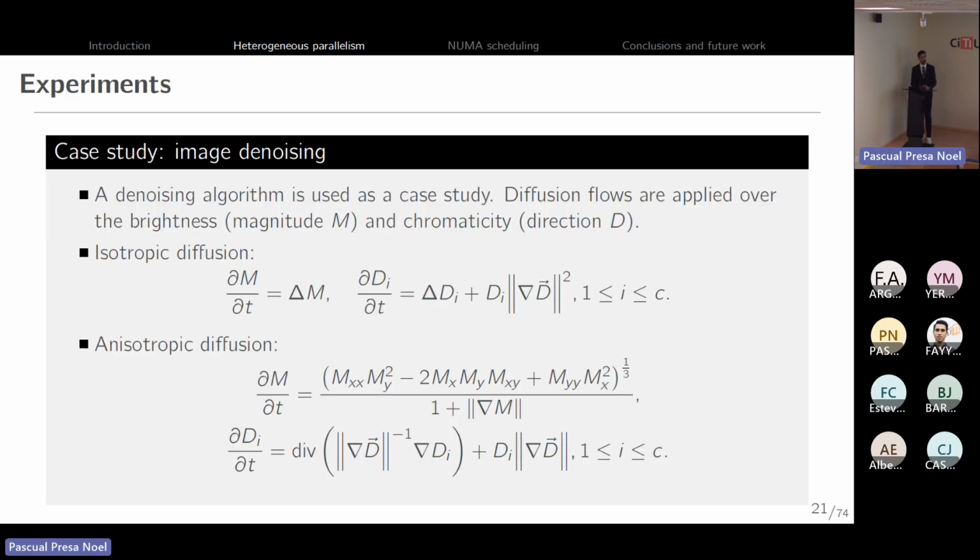To test our proposal, we use an image denoising problem, which was a code we developed in collaboration with the Faculty of Mathematics. In this method, we apply diffusion flows to images to reduce their noise. We have two kinds of flows: the isotropic diffusion flows and the anisotropic diffusion flows. For the sake of simplicity in this presentation, we will just keep the idea that anisotropic diffusion flows are a bit more complex computationally. They demand more operations.